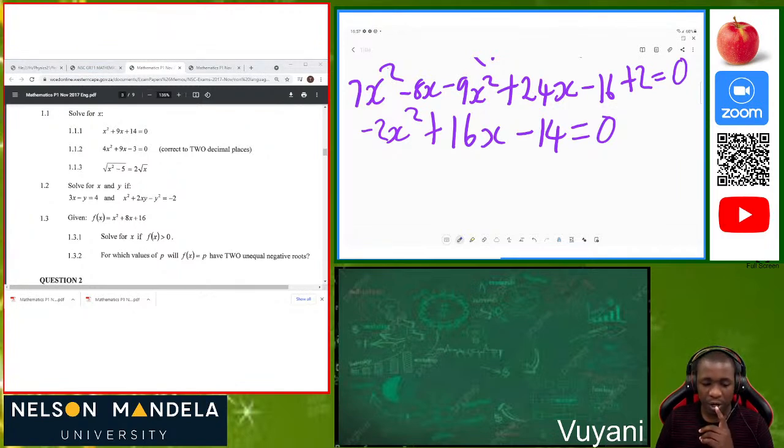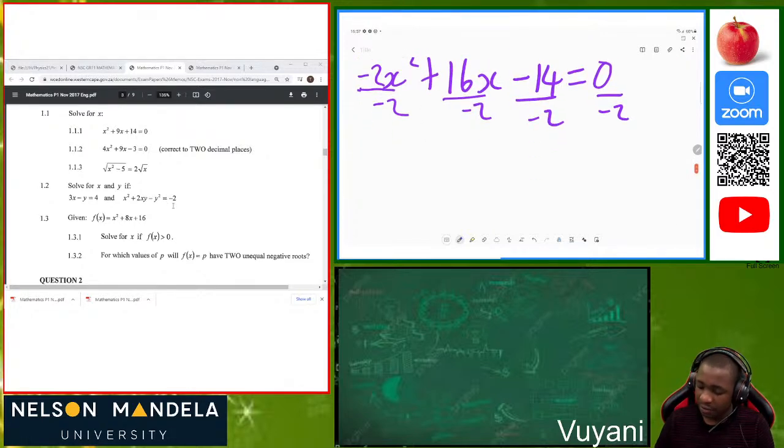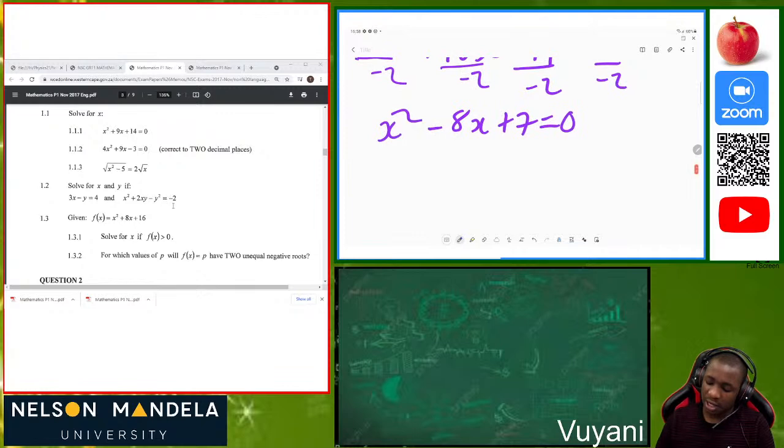So your two values in this instance: a common factor is negative 2. We can divide everything by negative 2. When you divide, you're left with x squared minus 8x plus 7 is equal to 0. Then after that, we can find our factors.